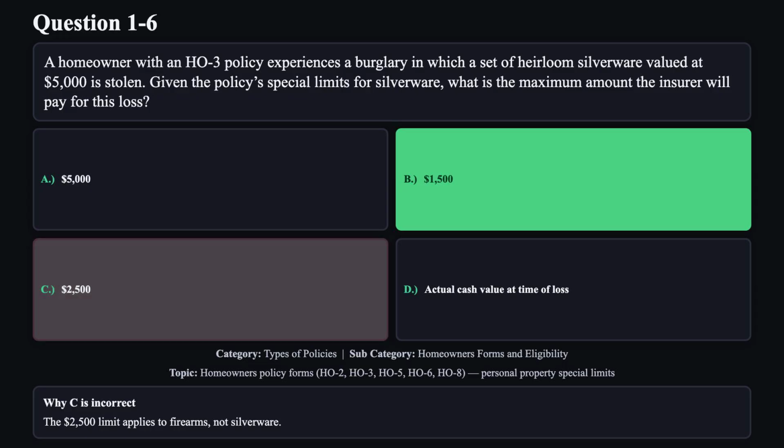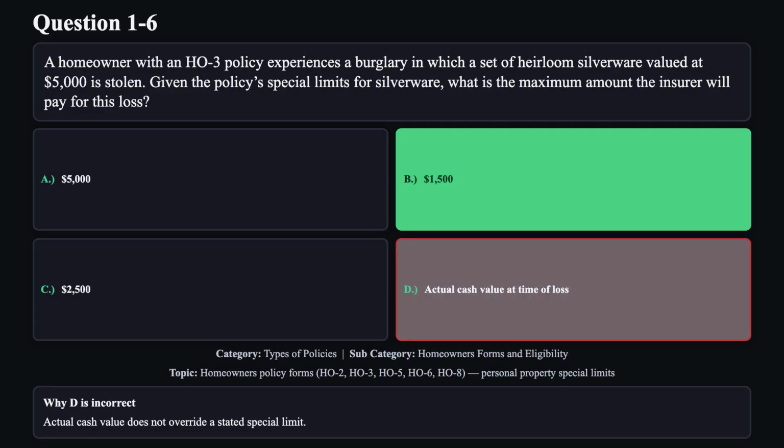Reason C is not correct. The $2,500 limit applies to firearms, not silverware. Reason D is not correct. Actual cash value does not override a stated special limit.